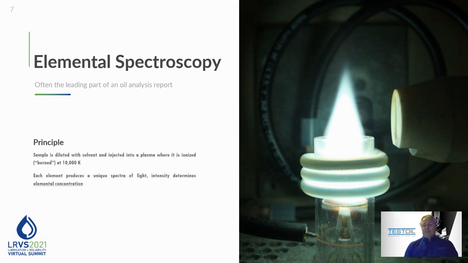So the sample's introduced, it ionizes, and here's the cool part. Every element on the periodic table ionizes differently, gives off a different atomic emission, and therefore we can measure these atomic emissions, and by the wavelength, we can determine what element is there. And I keep emphasizing the word element because it is the name of the test, elemental spectroscopy, but it's also to illustrate the point that we're only measuring the elements, not the chemicals, not the compounds, not the alloys.